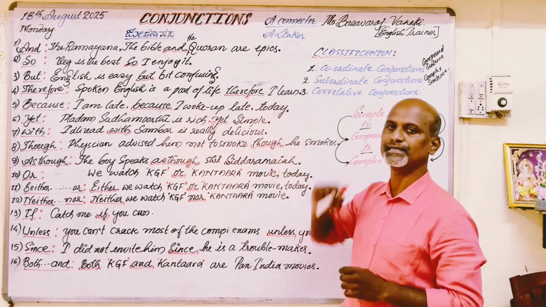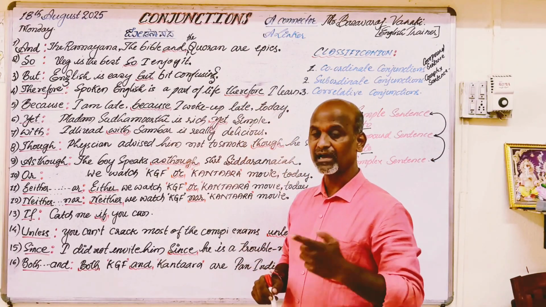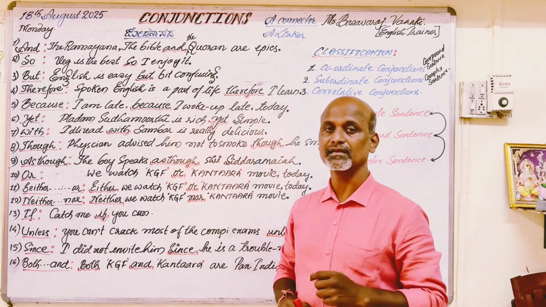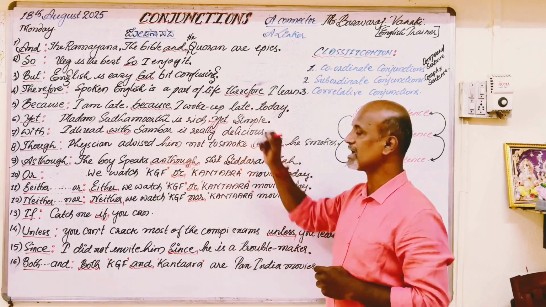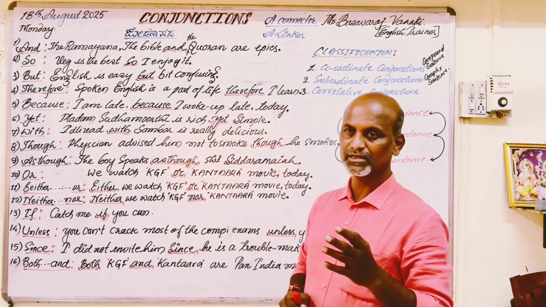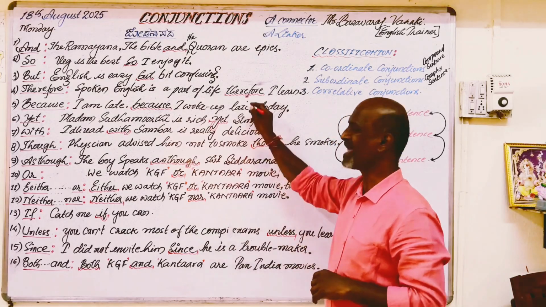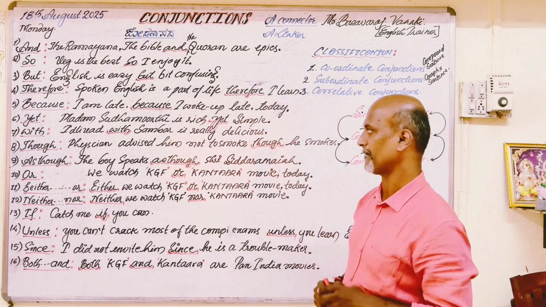Therefore, I learn it. Therefore, I learn. What do you mean by therefore? ಆ ಕಾರಣಕ್ಕಾಗಿ, ಅದಕ್ಕಾಗಿ, right? So spoken English is a part of life. ಮಾತು ಇಂಗ್ಲಿಷ್ ಅಲ್ಲಿ ಮಾತನಾಡುವಂಥದ್ದು ಜೀವನ ಒಂದು ಭಾಗವಾಗಿದೆ. Therefore, ಆದ್ದರಿಂದ I learn, ನಾನು ಅದನ್ನ ಕಲಿತೇನೆ.